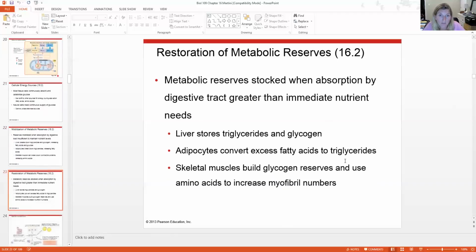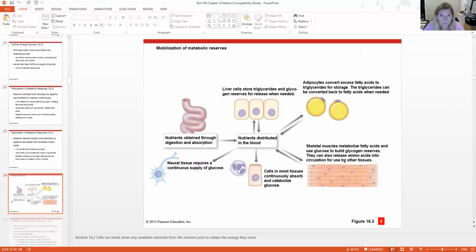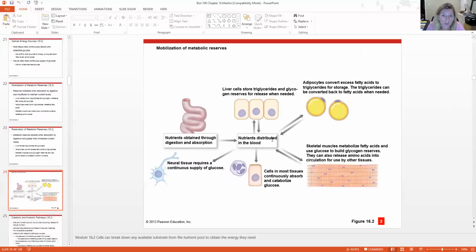The metabolic reserves are typically stocked when absorption by the digestive tract is greater than the nutrient needs. So the liver will store triglycerides and glycogen. Adipocytes can convert excess fatty acids to triglycerides. The skeletal muscles can build glycogen reserves and use amino acids to increase myofibril numbers, in other words, to grow. So all of these nutrients can either be broken down or rebuilt depending on what the body requires.